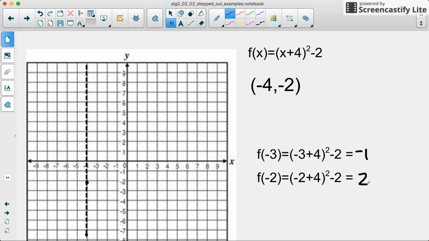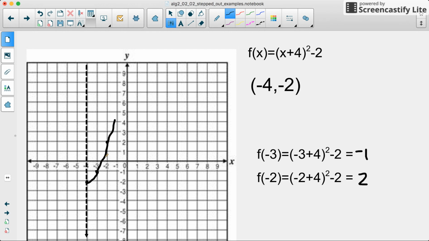And what that really means is we have an ordered pair of -3, -1. So that's another point I can plot on my graph. And I also know that there's a point at -2, 2. And I can plot that on the graph. All right, and I can really just draw in half of my quadratic function right there.